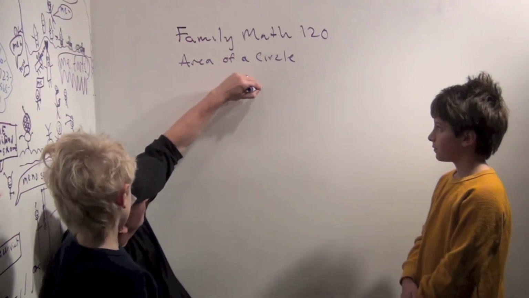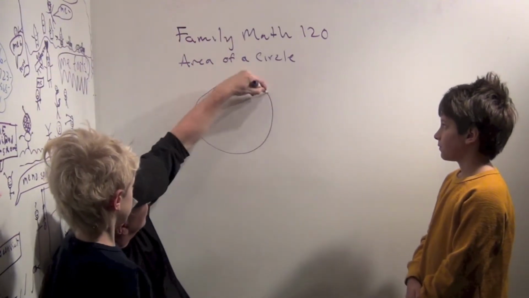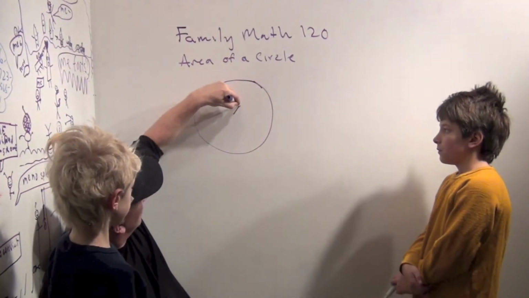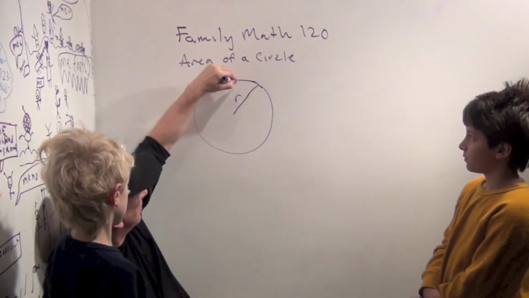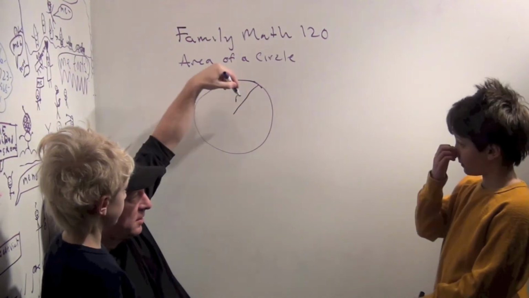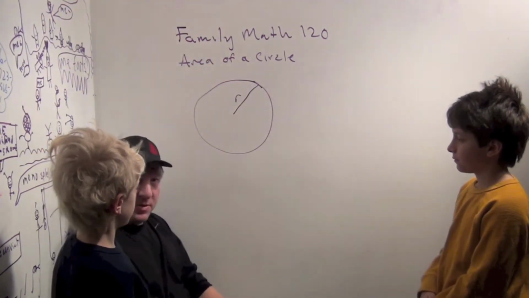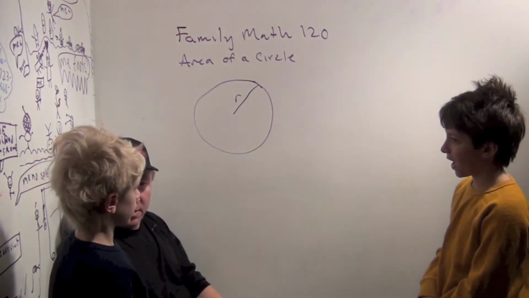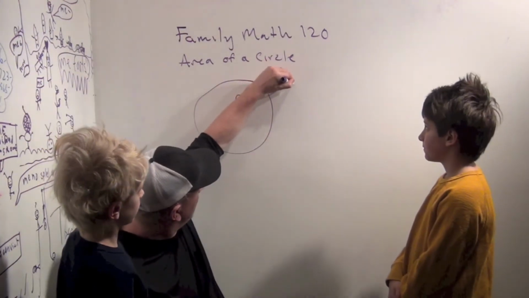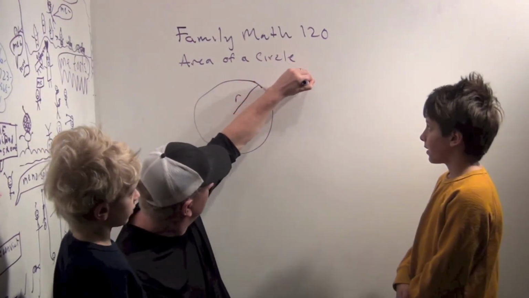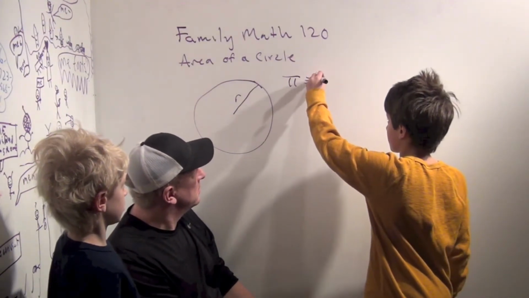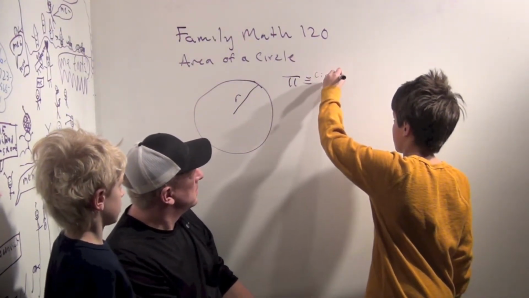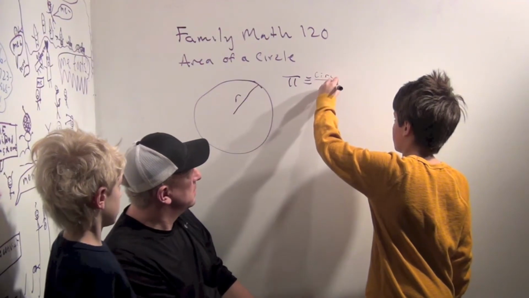In order to talk about the area of a circle, we need to talk about a couple of different things. So here's the radius, and here's the circumference that goes all the way around. And then there's a special number associated with the circle. What's that number? Pi. And how is pi defined? It's the ratio of the circumference over the diameter.